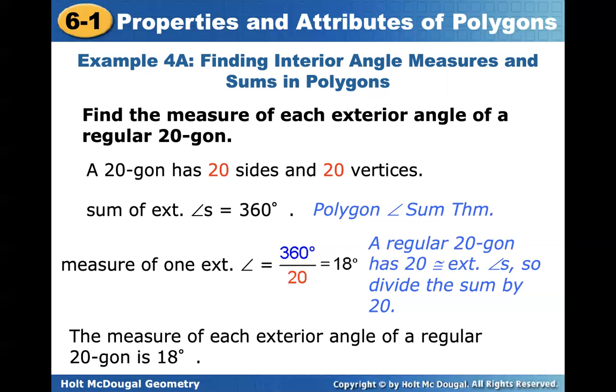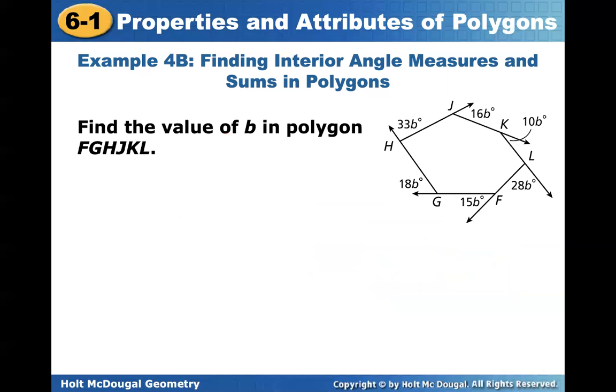Another example. Finding interior angle measures and sums in polygons. We're going to find the value of B. These are exterior angles, and what we know about exterior angles is they should add up to 360 degrees. So if we add 18B, 33B, 16B, 10B, 28B, and 15B together, we should get 360 degrees.